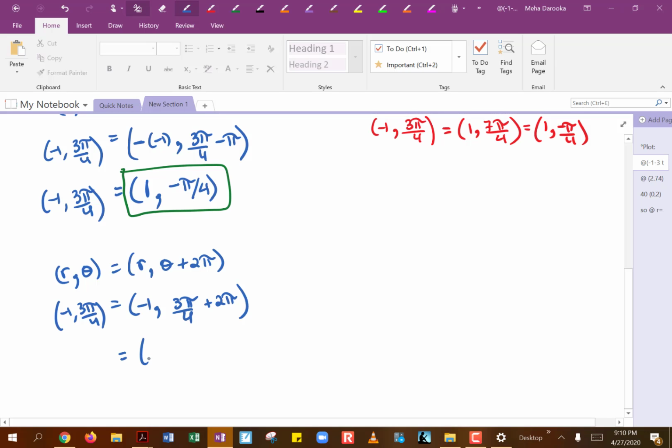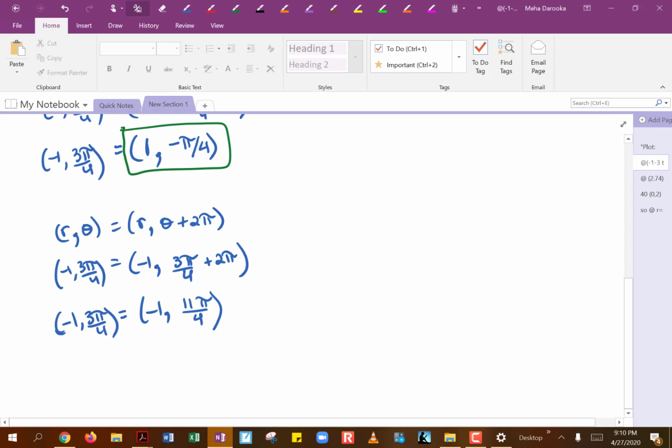And that will end up giving us negative 1. And let's see, 3 pi over 4 plus 2 pi will end up giving us 11 pi over 4. Okay, but here's the problem. At 11 pi over 4, you are actually looking at this angle being greater than 2 pi.